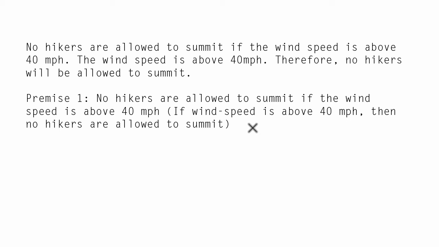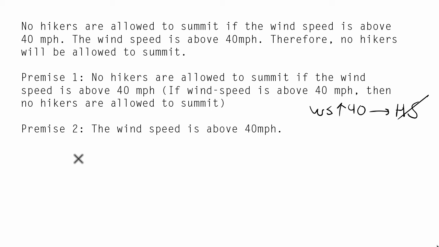In that case, we can just get that into a diagram. Wind speed above 40, then hikers cannot summit. Then we bring in our next premise. The wind speed is above 40 miles per hour. Those of you who are paying close attention might notice that that acts as a trigger for this rule up here. And then we can make the modus ponens inference that no hikers are allowed to summit today.